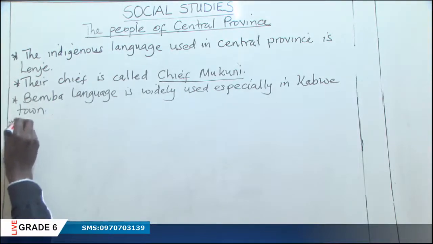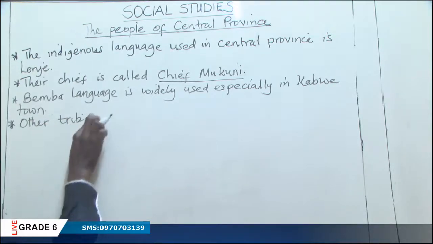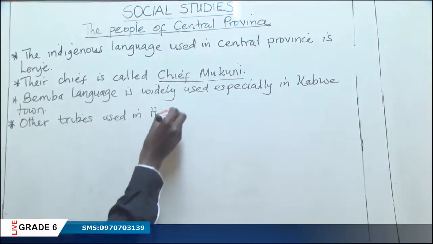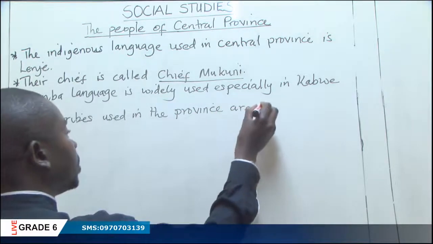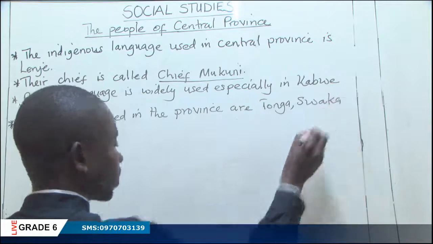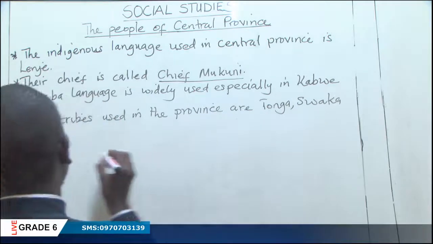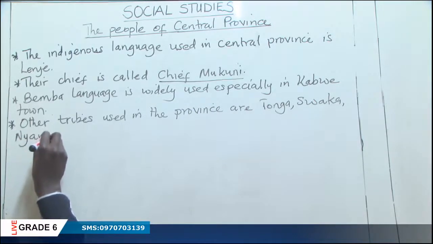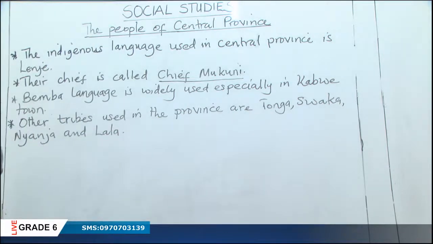So other tribes used in the province are Tonga, Swaka, Nyanja, and Lala. These are some of the tribes found there.